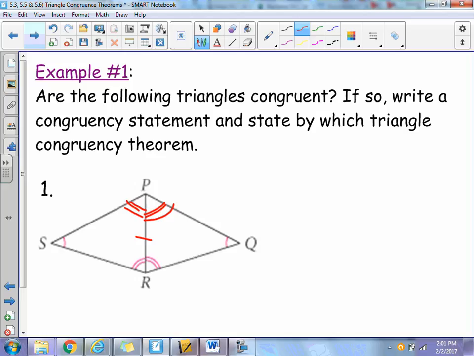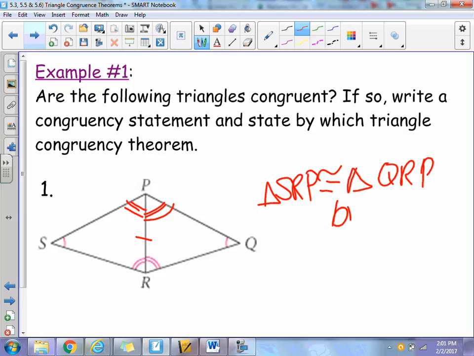So we would write triangle SRP is congruent to triangle. What would match the S? Q, then R and P, AAS. And that's all you have to write now.